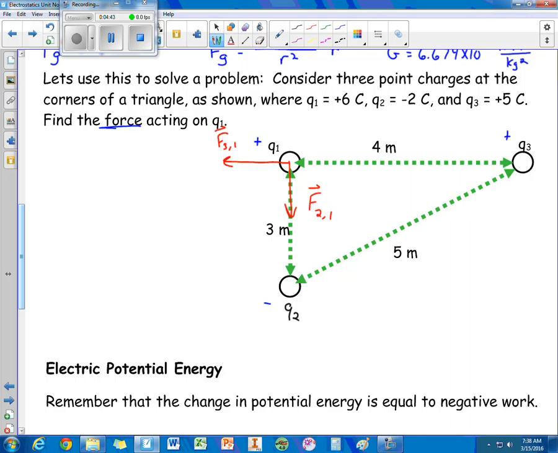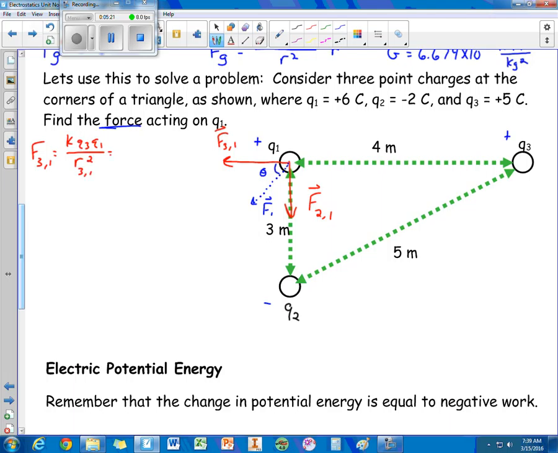So looking at this, I can see then that the force acting on particle 1 must be somewhere in this direction and at this angle. So eventually I'm going to do some vector addition. All right, we'll go ahead and start calculating then. I'll start with F31. That's going to be K Q3 Q1 divided by r 3,1, and I got to square that.